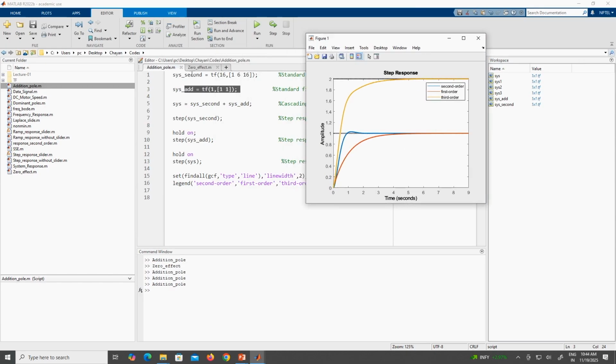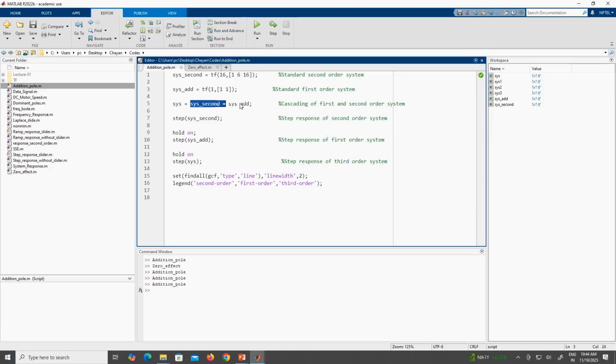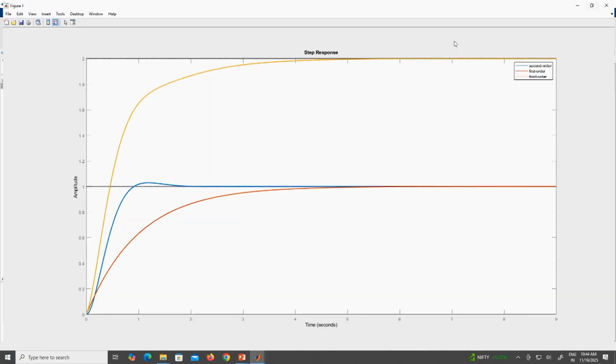You see, what I have done is, sys2 is the standard second order case, and sysadd is the first order transfer function. I am adding these two transfer functions and then plotting step of sysadd and step of sys2. Let us see how they look.